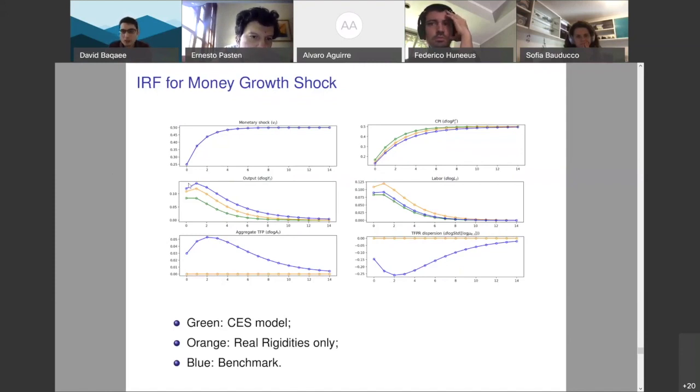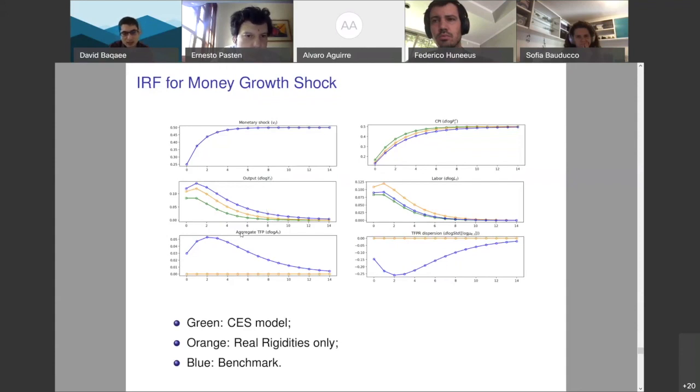So what do you see here? In terms of how output responds to an increase in money supply, you can see that real rigidities amplify the effects, and then the misallocation channel amplifies the effects further. The other thing that you see is the misallocation effect makes the effects quite a bit more persistent relative to the traditional model. Okay, and this is something we're going to come back to in a second.